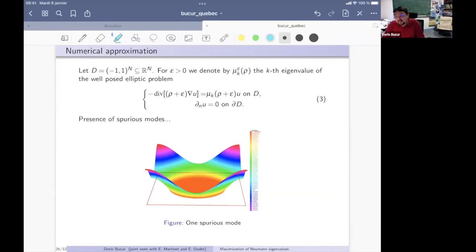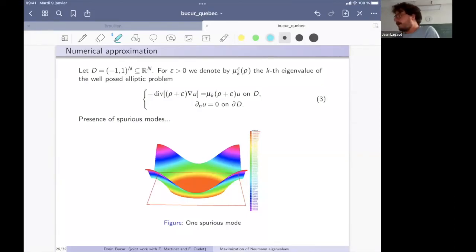Yeah, it's a question which can really be raised. We know that the maximizer for mu1 is a ball in the class of densities, and then one can raise the question of stability. I don't know, but it's a good question. I have a question myself.